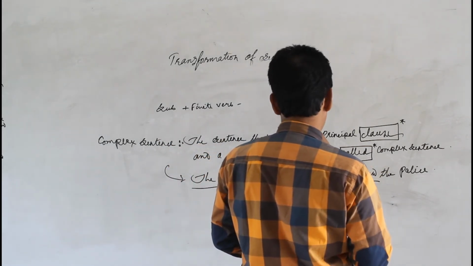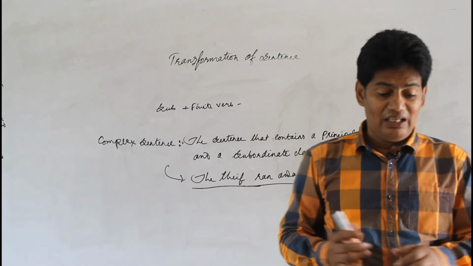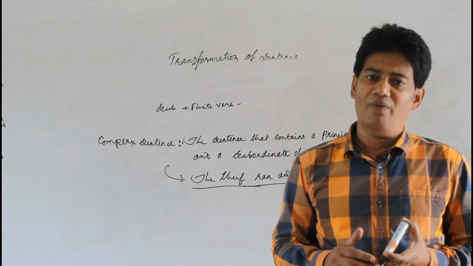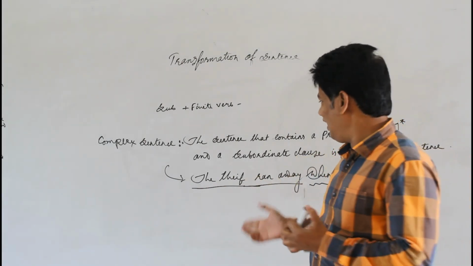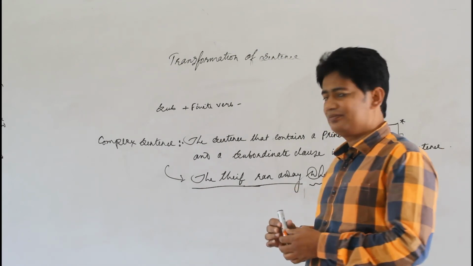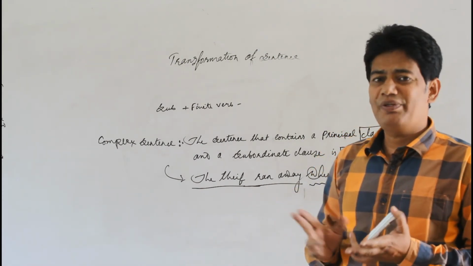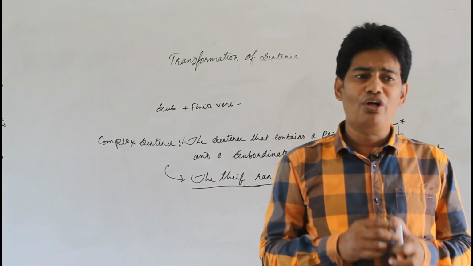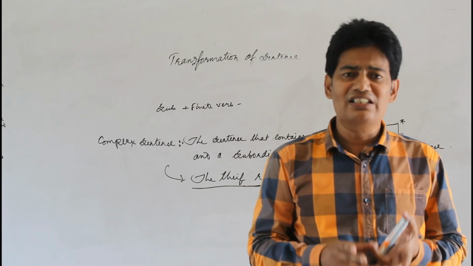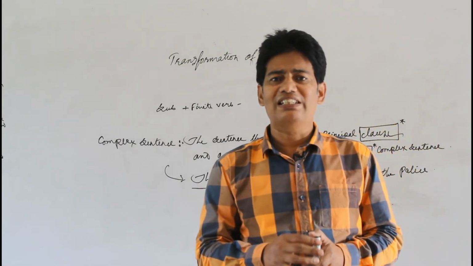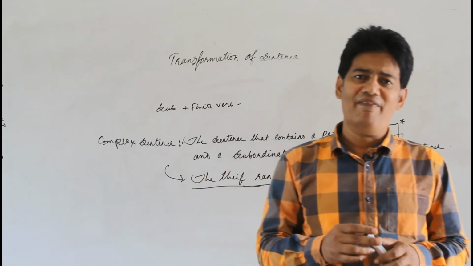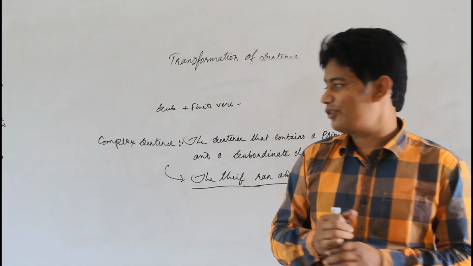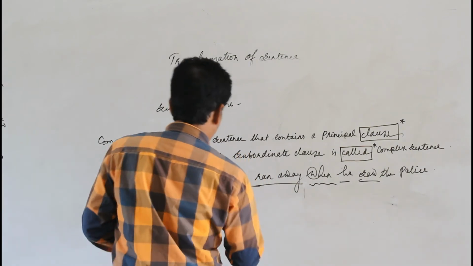When these two sorts of parts are added in a single sentence, it is called a complex sentence. So what are these parts? One is the principal clause and another is the subordinate clause. What is a principal clause? The clause that doesn't depend upon another clause to express its own meaning, and which doesn't have any conjunction at the beginning of the clause, is called a principal clause. Here the thief ran away is a principal clause.